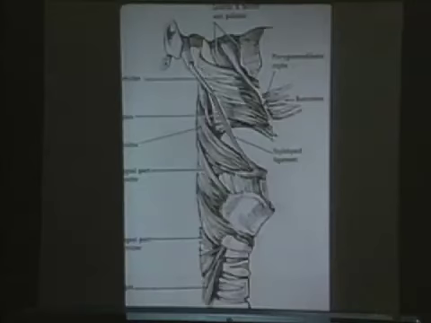The inferior constrictor is a very large constrictor. It attaches to the thyroid cartilage along its oblique line, to the cricoid cartilage at this point, and then it leads directly down into the area of the esophagus. So that just roughly goes over the muscles of the pharynx for you.